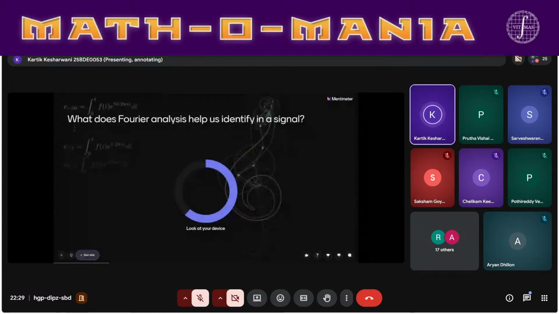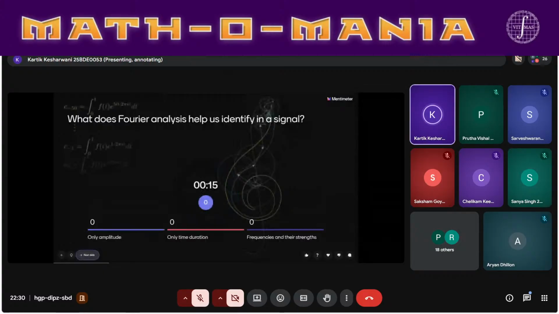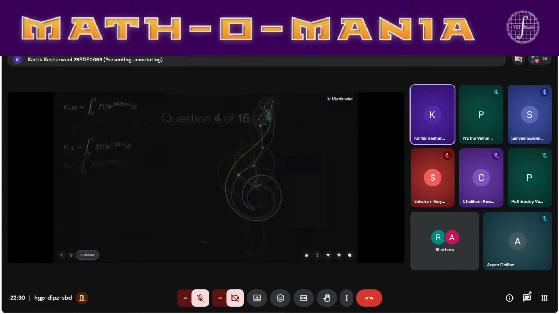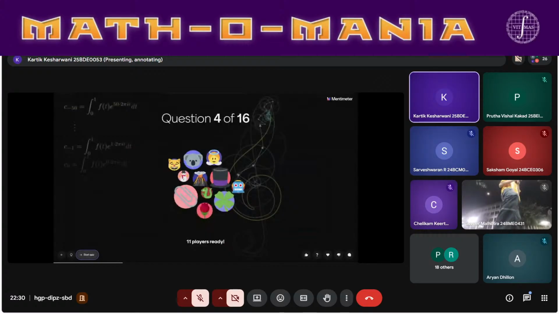What does Fourier analysis help us identify in a signal? Option 1, only amplitude, only time duration, frequencies and their strengths. And the correct answer is frequencies and their strengths. Hope you all got it correct. Going towards the next question.